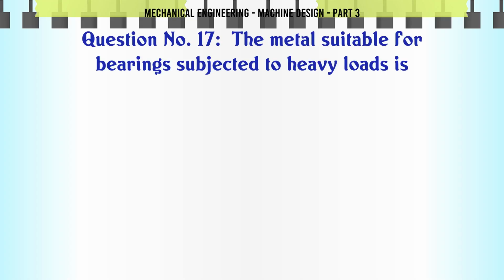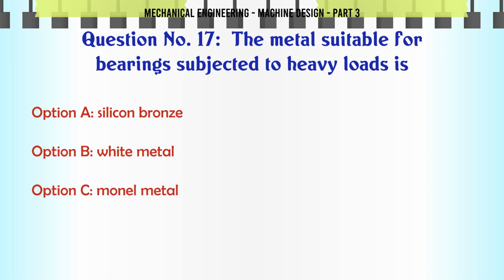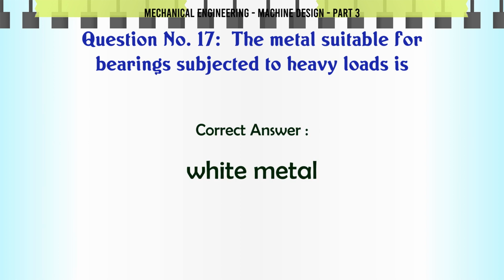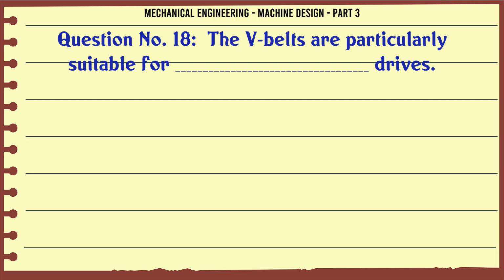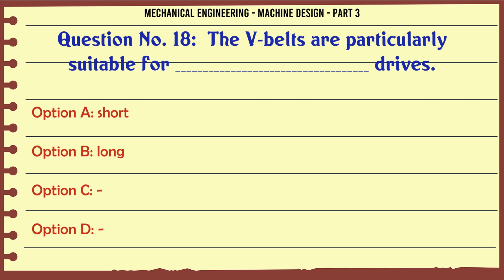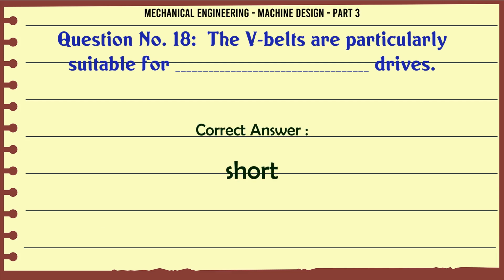The metal suitable for bearings subjected to heavy loads is A. Silicon bronze, B. White metal, C. Monel metal, D. Phosphor bronze. The correct answer is white metal. The V-belts are particularly suitable for drives. A. Short, B. Long. The correct answer is short.